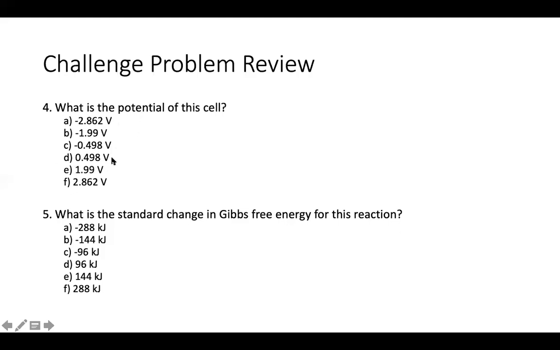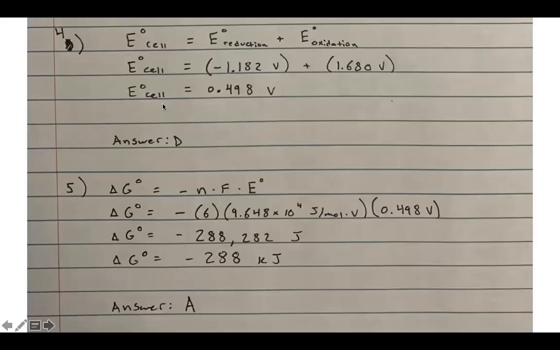And after we proved in question 4 that this was a galvanic cell with a positive cell potential, a positive E value, we should automatically be able to eliminate choices D, E, and F from question 5, because we know that we should get a negative change in Gibbs free energy. And if we didn't, it's going to be a calculator error. If you have a positive E value, you should always get a negative delta G value.